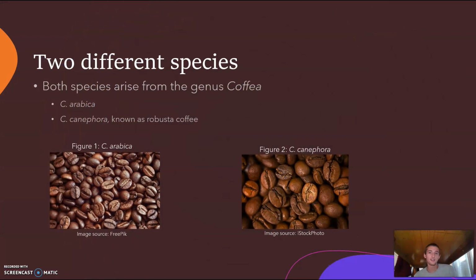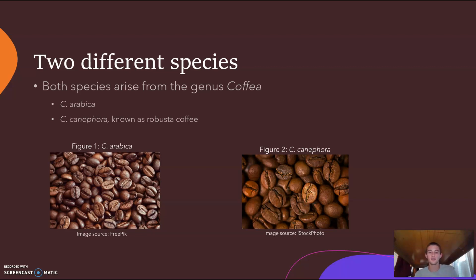To begin, there are two different types of coffee. There is Coffea arabica, shown on the left, and Coffea canephora, shown on the right of your screen. Coffea canephora is known as Robusta coffee and is the more common bean to use in coffee blends. You can see there are slight visual differences between them. The Coffea canephora bean is slightly larger and the pigment is a little bit different.